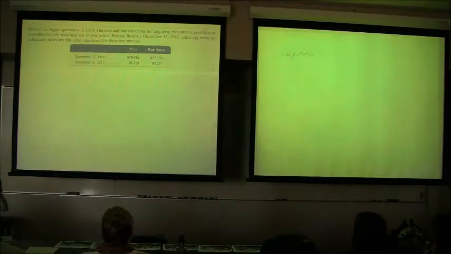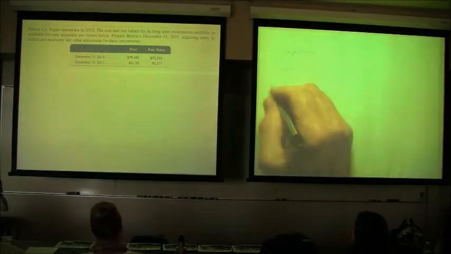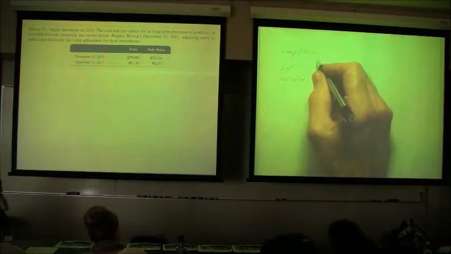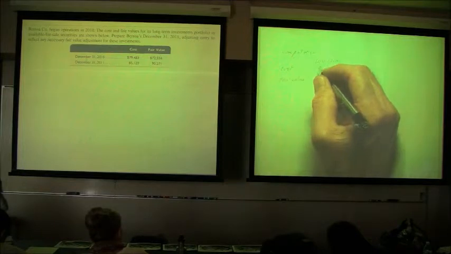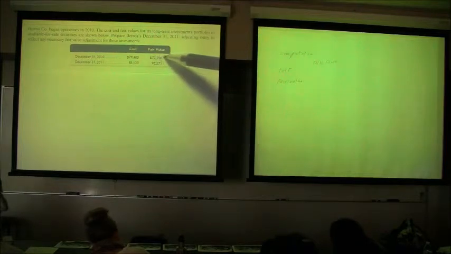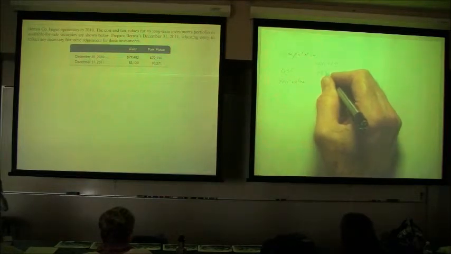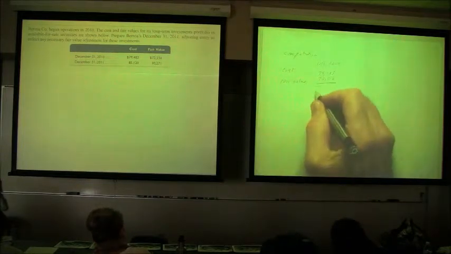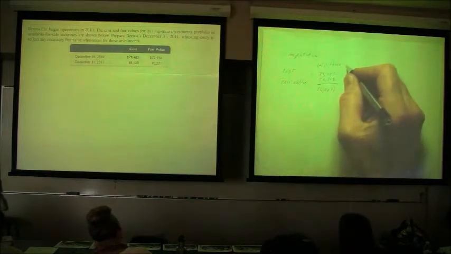Thanks. All right, so here we have the cost, fair value. So here we have 12/31, 2010. Now, we're dealing with these two numbers here. So the cost was 79,481, the fair value is 72,556. That difference is a loss of 6,927.